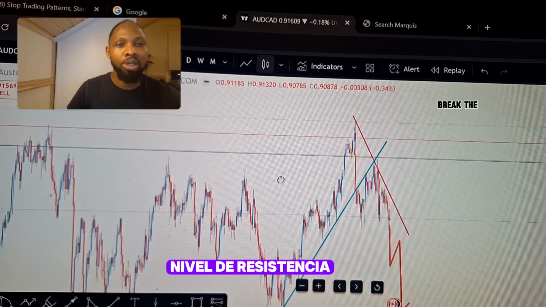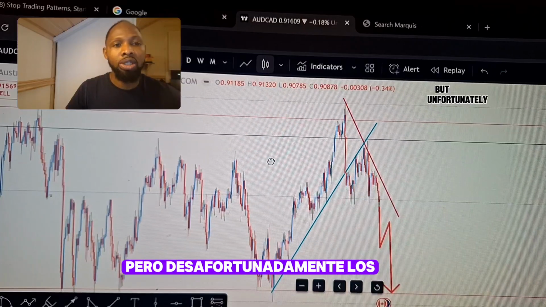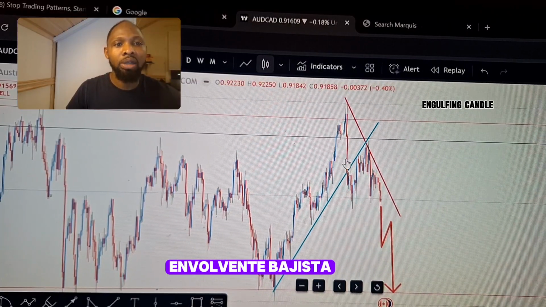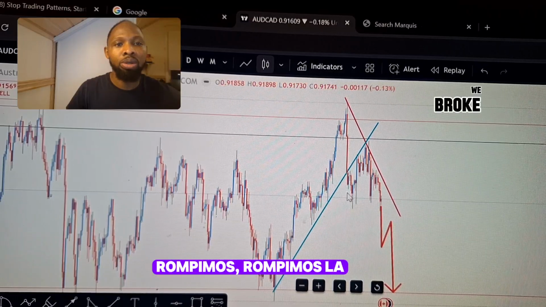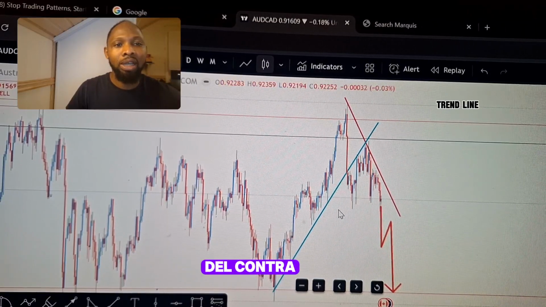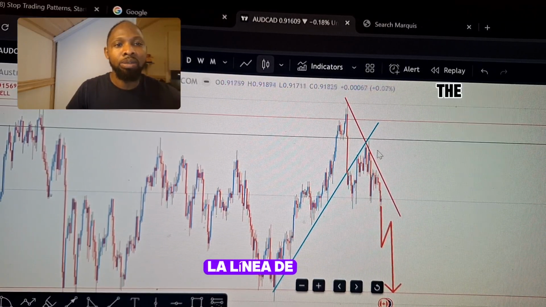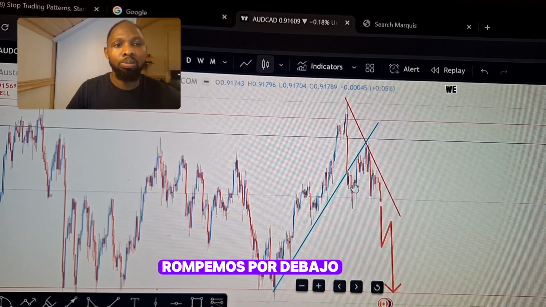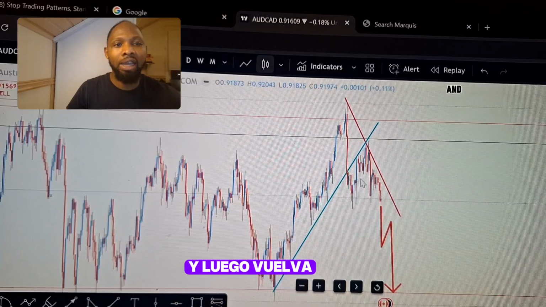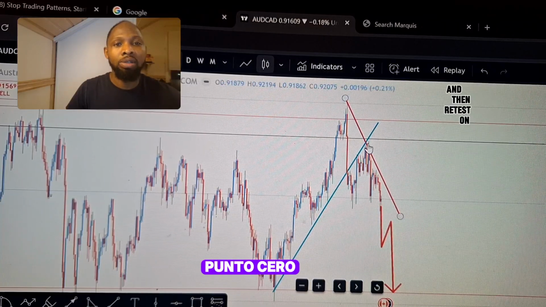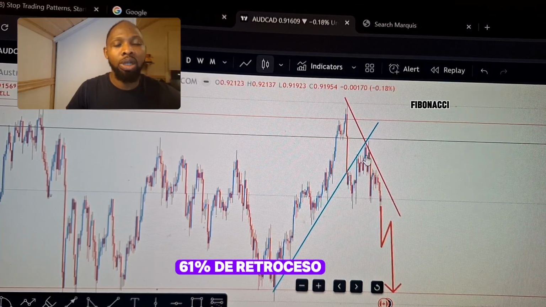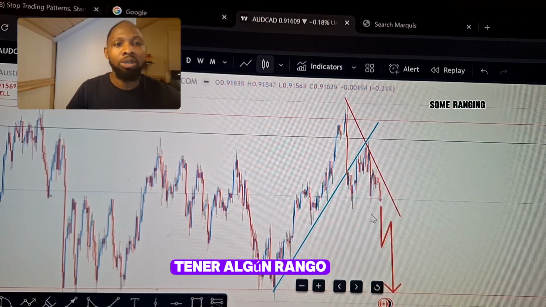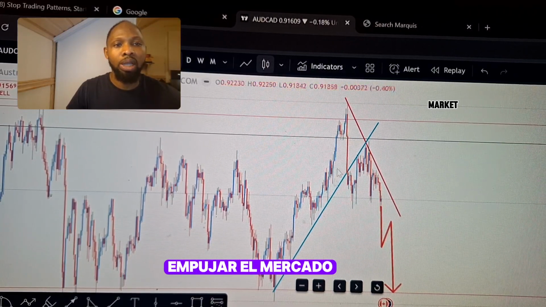We tried to break the resistance level, but unfortunately the bears took control, forming the bearish engulfing candle on the 4-hour time frame. We broke the counter trend line, and this trend line is actually the trend line that the bulls were following. But unfortunately, we broke below this trend line and then retested the 0.61 Fibonacci retracement, and then the market started to have some ranging because the bulls were trying to push the market higher.